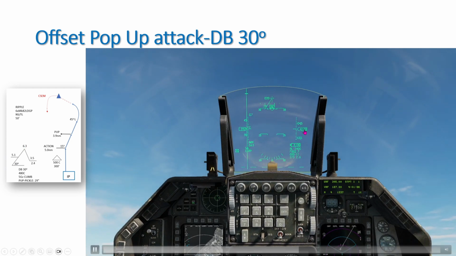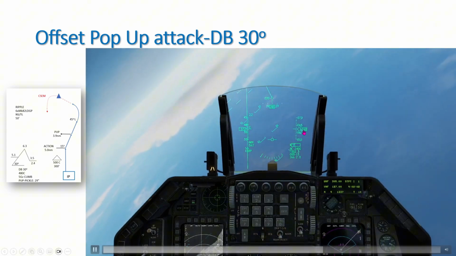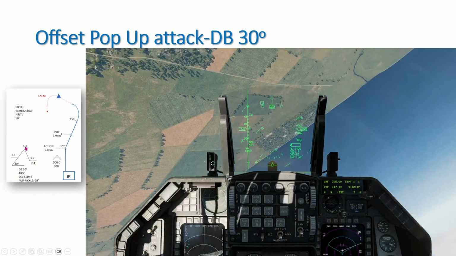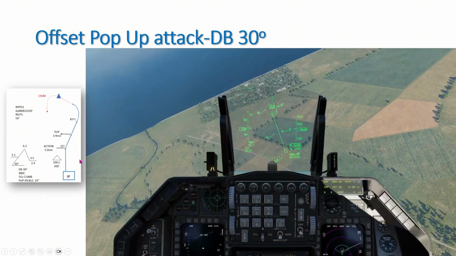The rule of thumb is that you need to start rolling 200 feet before the roll-in altitude written on the attack triangle in order to be exactly at 6.3. If you notice here, I was a little bit late.